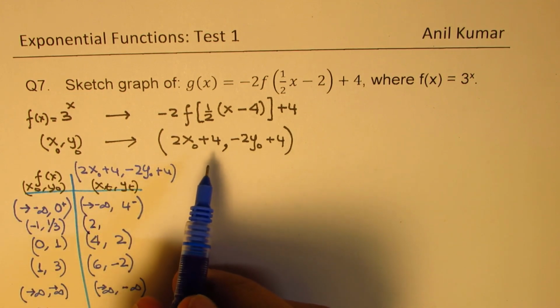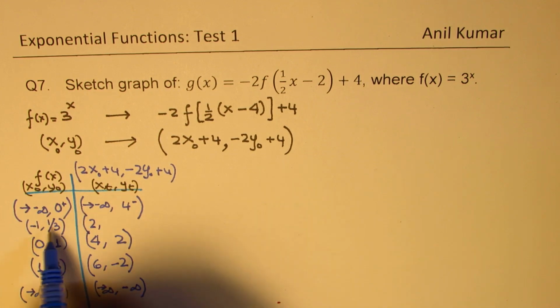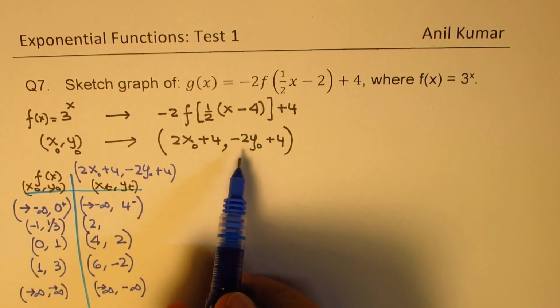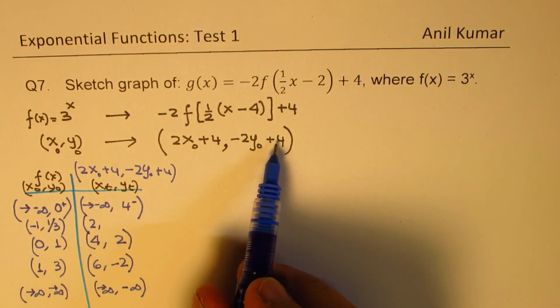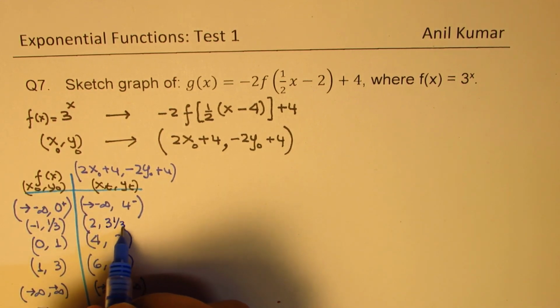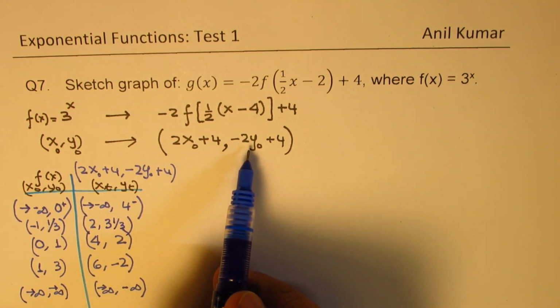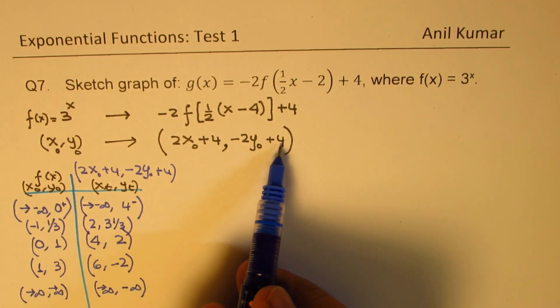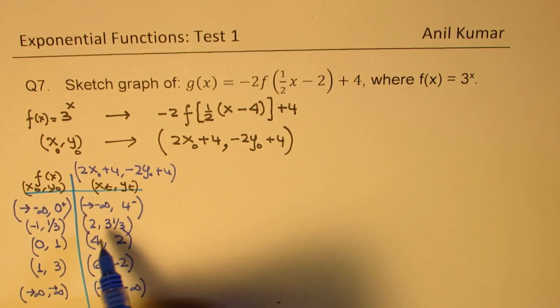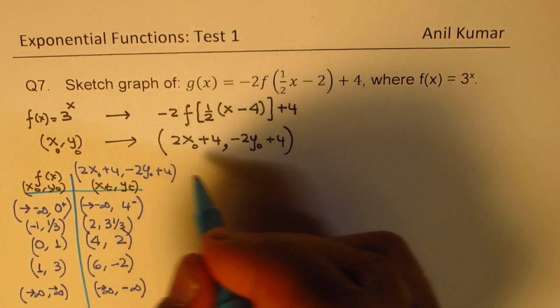And the value of y will become plus 2/3 minus, plus 4. So 4 minus 2/3, so 3 1/3 you can say. If I take 2/3 away from 4, we get 3 1/3. So these are good enough points to sketch the graph. Perfect. We see that the graph is actually going downwards.